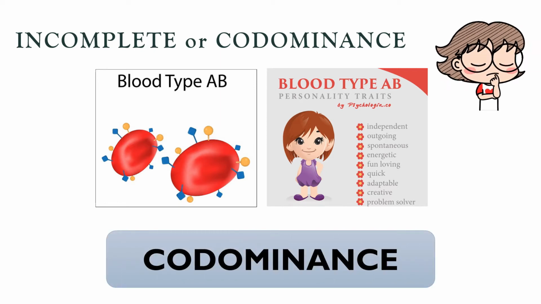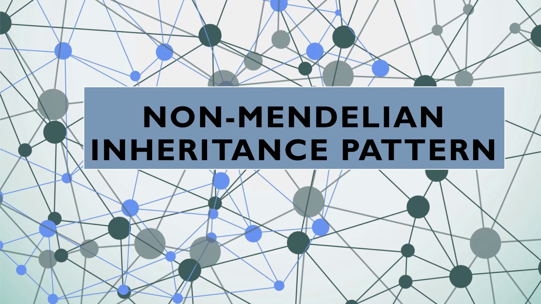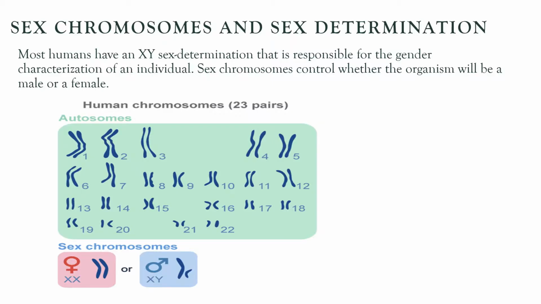Okay, that is co-dominance. So those incomplete dominance and co-dominance are examples of non-Mendelian inheritance patterns that we already discussed last meeting. For the continuation, there's what we call sex chromosomes and sex determination. Most humans have an XY sex determination that is responsible for the gender characterization of an individual. Sex chromosomes control whether the organism will be male or female.